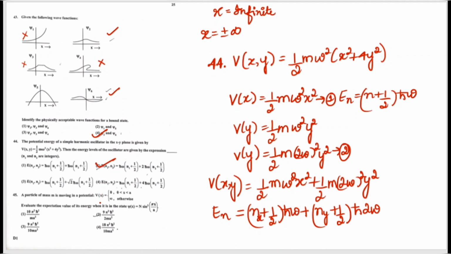Now let us move on to the next question, that is the 45th question. A particle of mass m is moving in a potential V of x, which is equal to 0 where x is less than a and greater than 0, and infinite otherwise. Evaluate the expectation value of its energy when it is in the state psi of x equal to N into sine cube pi x divided by a. We need to find the expectation value for this wave function. Yeah, let us solve this question.